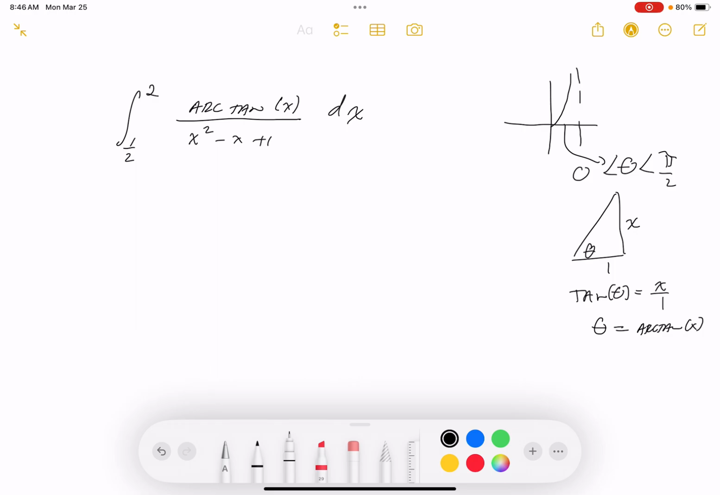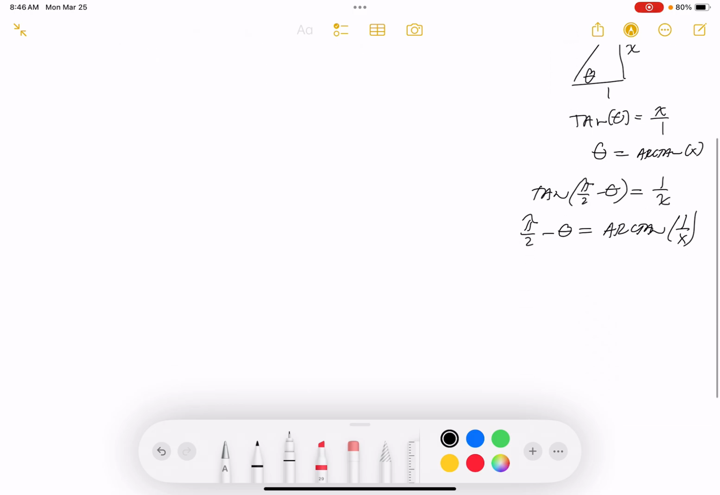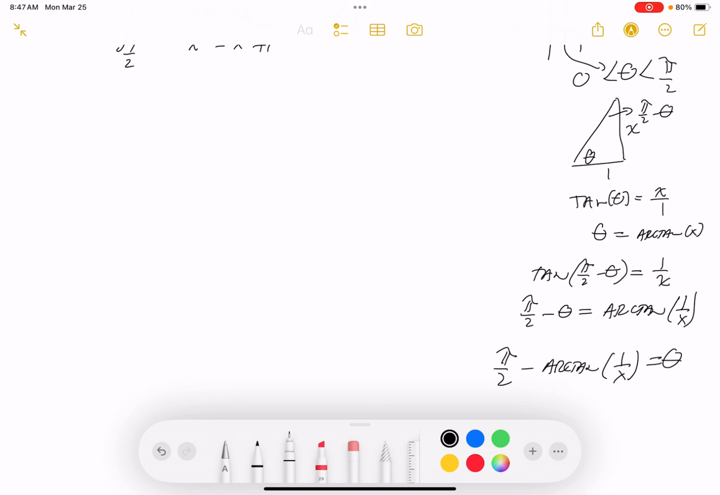So the next thing I'll do is talk about this other angle over here, and this would be pi over 2 minus theta. The tangent of pi over 2 minus theta would equal 1 over x, right? Which means pi over 2 minus theta equals arctan of 1 over x. And then I get pi over 2 minus the arctan of 1 over x would equal theta. Well, this helps me a little bit because I can actually rewrite the integral.